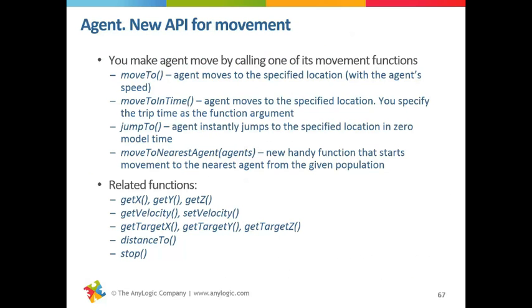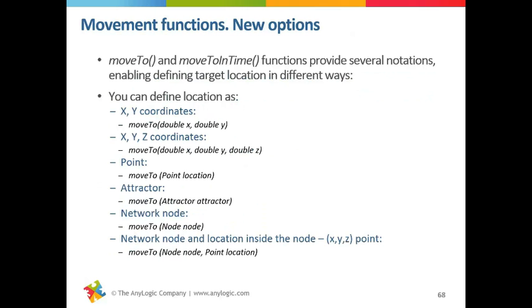There is a new API for moving agents. Movement functions now utilize elements from the new space markup, such as attractors and nodes.